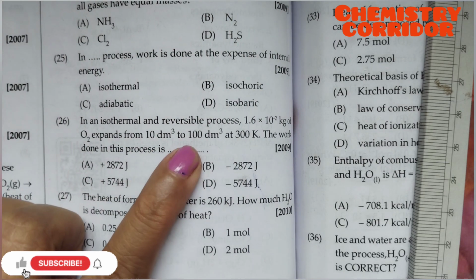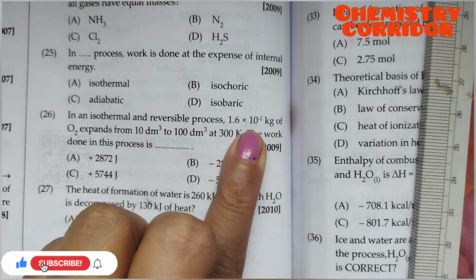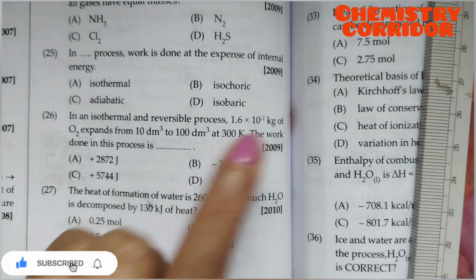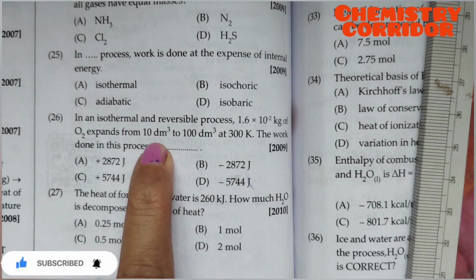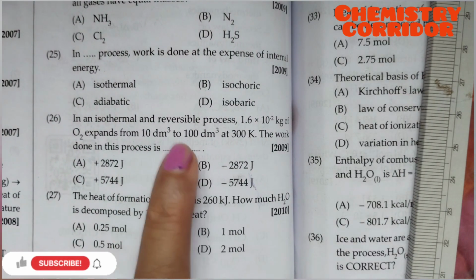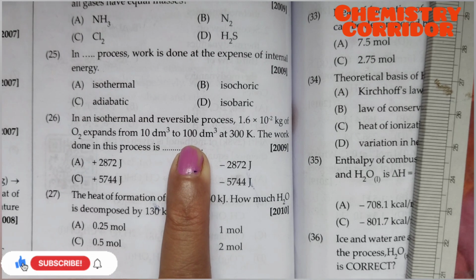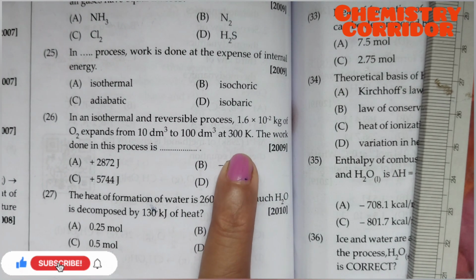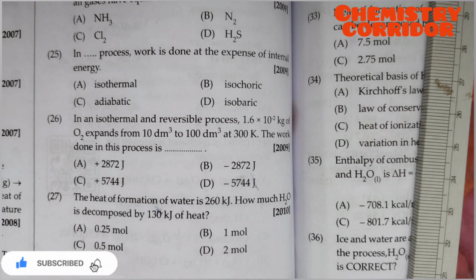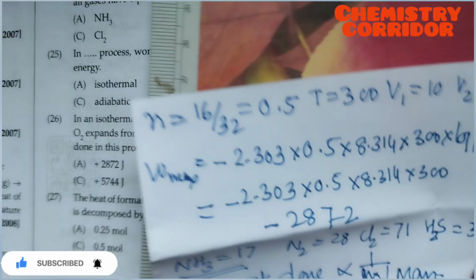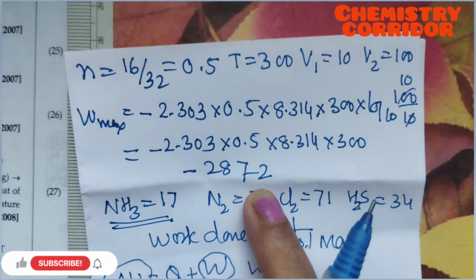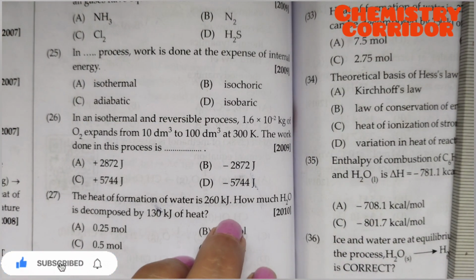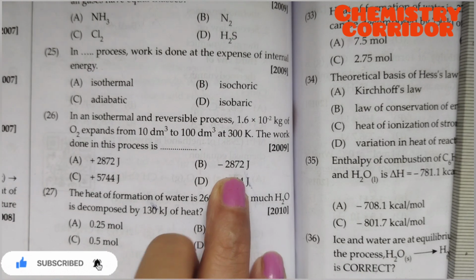In an isothermal and reversible process, 1.6 into 10 raised to minus 2 kg means 16 gram of oxygen, means number of moles are again 0.5, expands from V1 is 10, V2 is 100. So log to the base 10 of 100 by 10, this will come to 1. Temperature is 300. So students, the calculation is same as what we have solved here. So the answer will be again minus 2872. So question is repeated. Here the answer will be minus 2873. So answer here is second option. Let's see the next one.